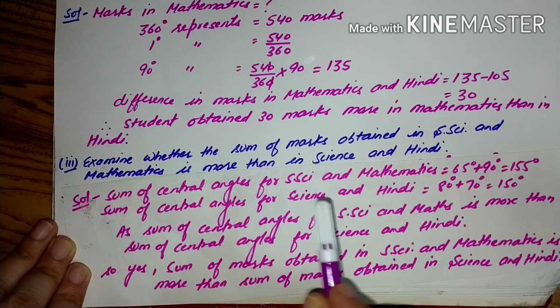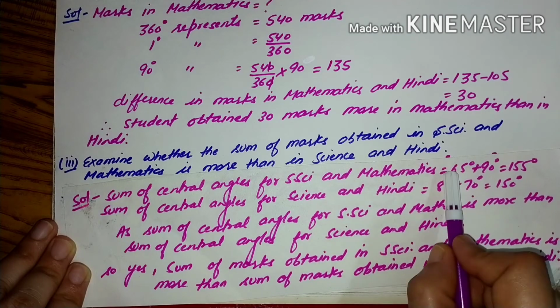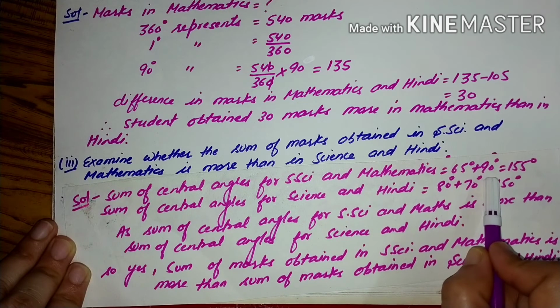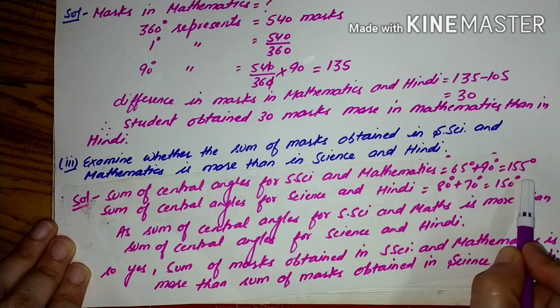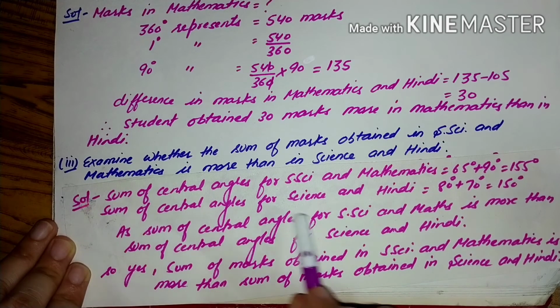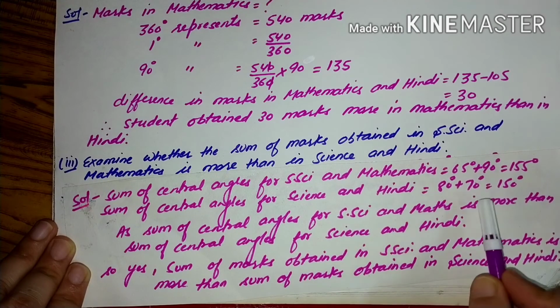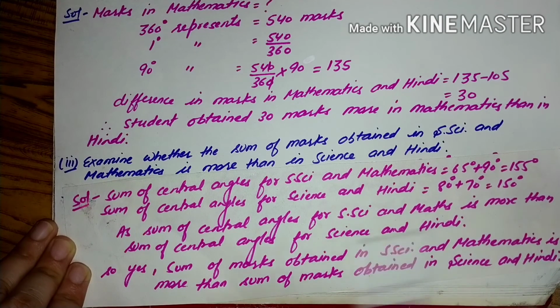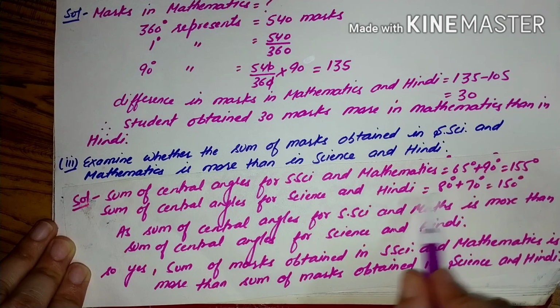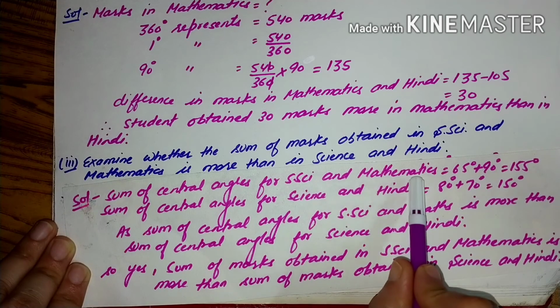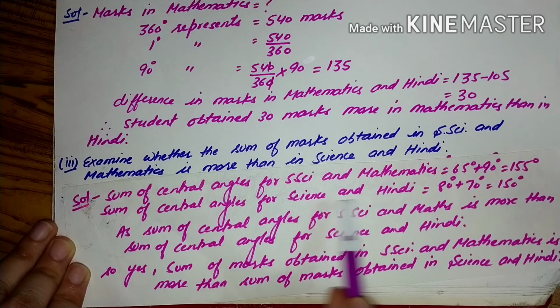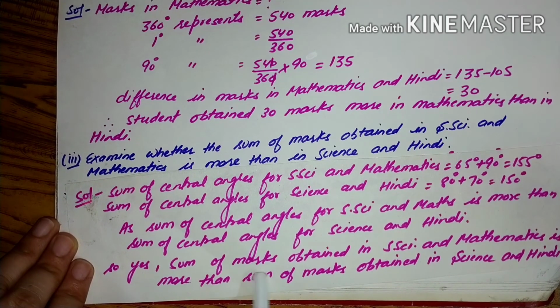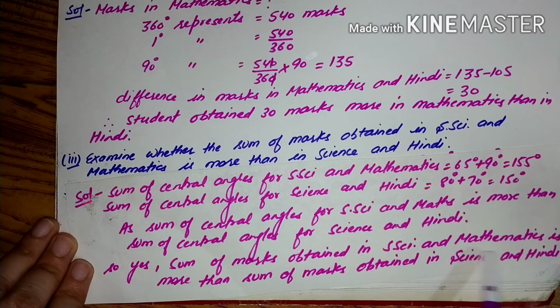So sum of central angles for social science and mathematics is equals to 65 degree plus 90 degree, that is equals to 155 degree. Sum of central angles for science and Hindi, it is equals to 80 degree plus 70 degree, that is 150 degree. As you can see, the sum of central angles in the subject of social science and mathematics is more than science and Hindi. So yes, the sum of marks obtained in social science and mathematics taken together will be more than the sum of marks obtained in science and Hindi.